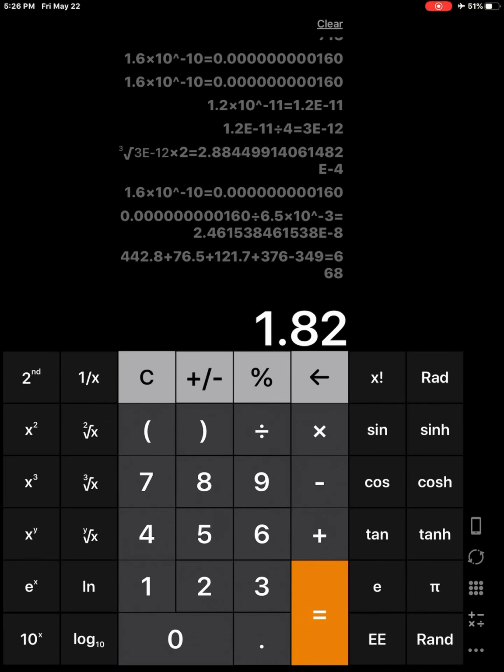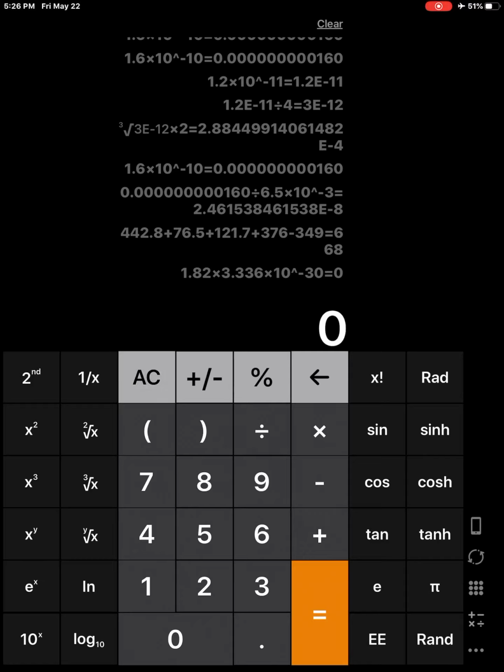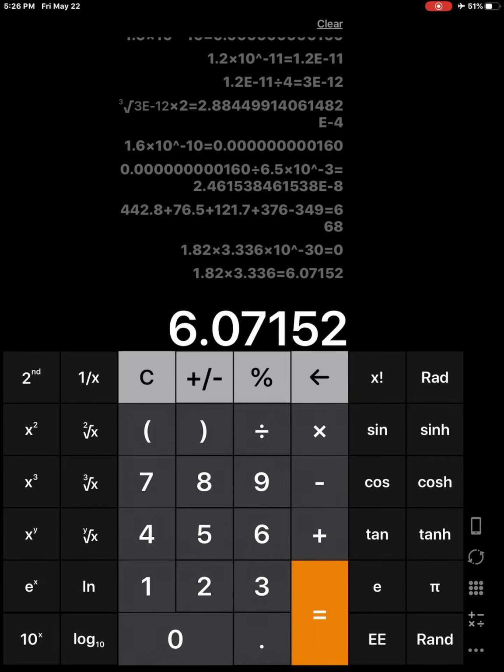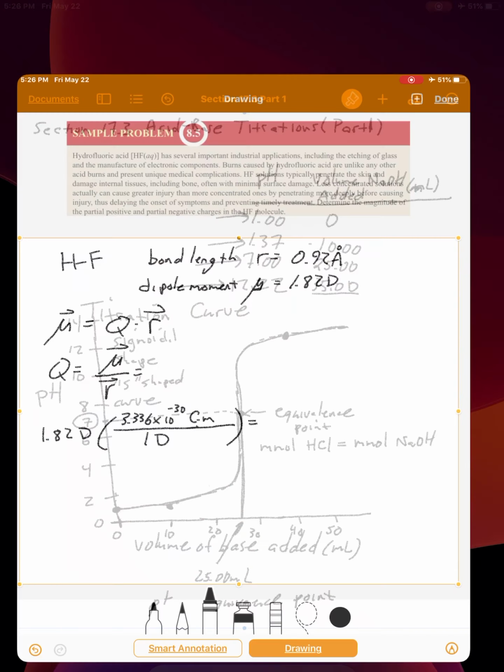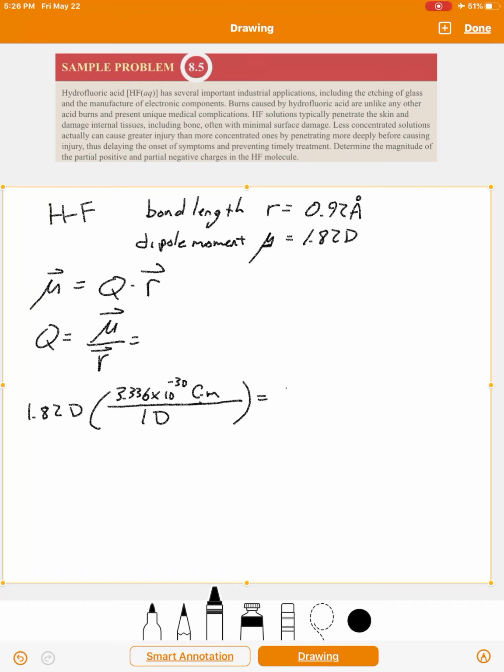1.82 debye times 3.336 times 10 to the minus 30. Oops, calculator didn't like that. So let's try it again. 1.82 times 3.336, 6.072 actually, times 10 to the minus 30. And then the debye cancel and you get coulomb meters.